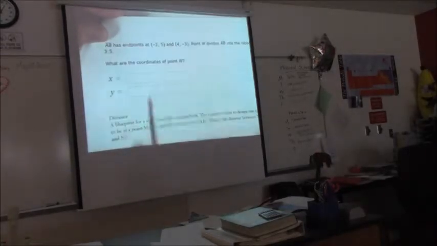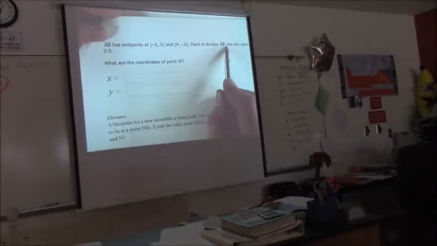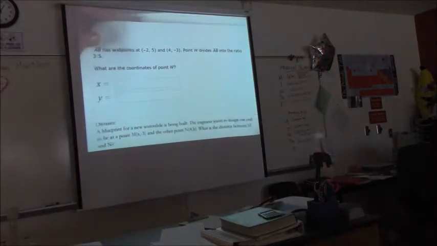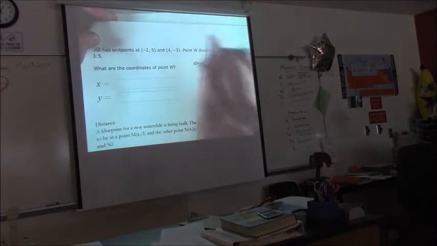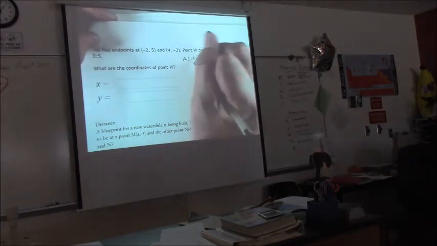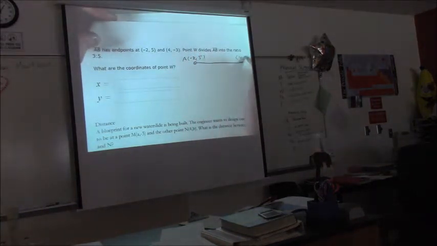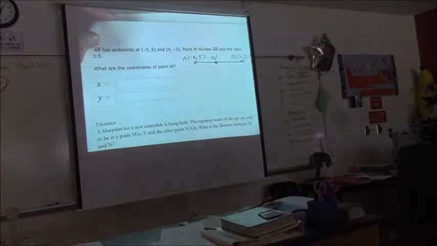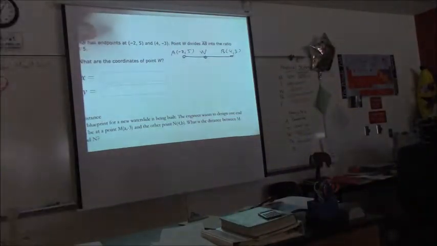AB has endpoints of negative 2, 5 and 4, 3. Point W divides AB into a ratio of 3 to 5. What are the coordinates of point W? So let's draw a picture. So I've got negative 2, 5, and 4, 3 is B. They said there's a W here, and that point divides it into a ratio of 3 to 5.